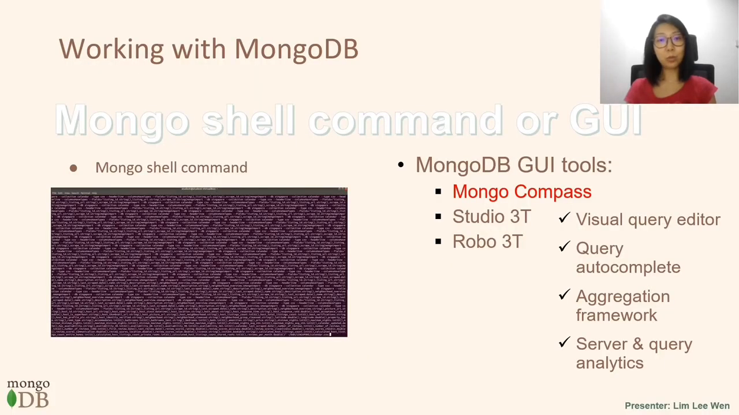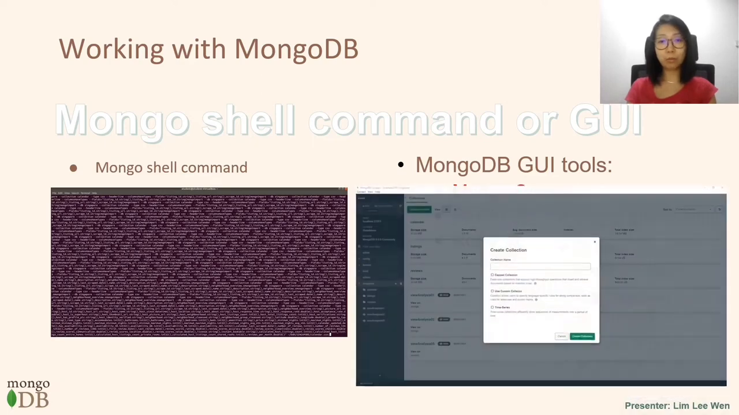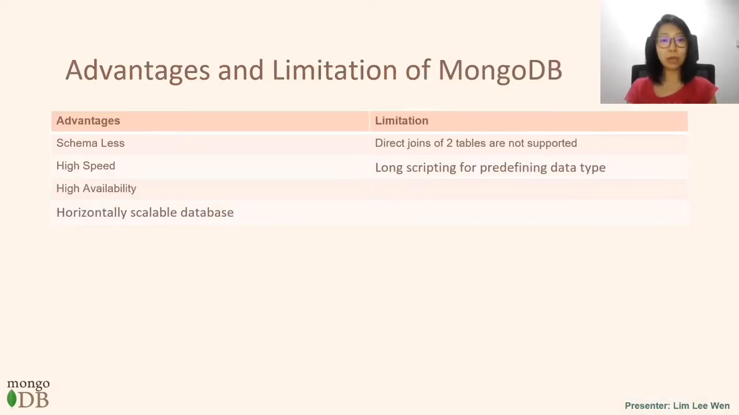Besides Hadoop tools, we also use MongoDB to solve the Airbnb problem. There are two ways to work with MongoDB. One is to use the shell command, or we can use GUI tools. And we have chosen to use Mongo Compass to solve our problem. The advantages of MongoDB are that it is a schemaless, high speed, high availability, and horizontally scalable database. However, there are also limitations, like not being able to join tables, or long scripting if we are not using the GUI.